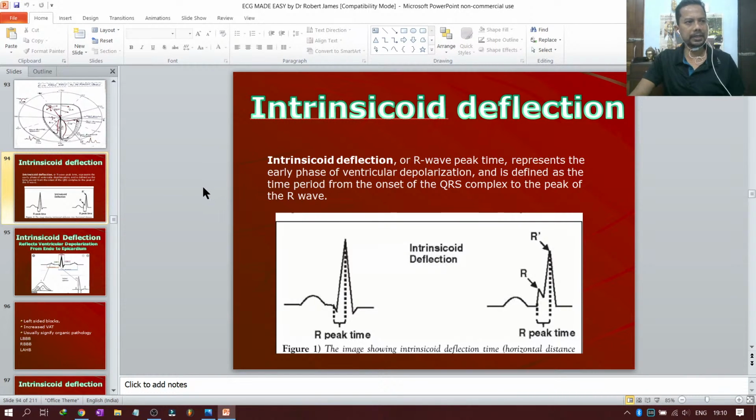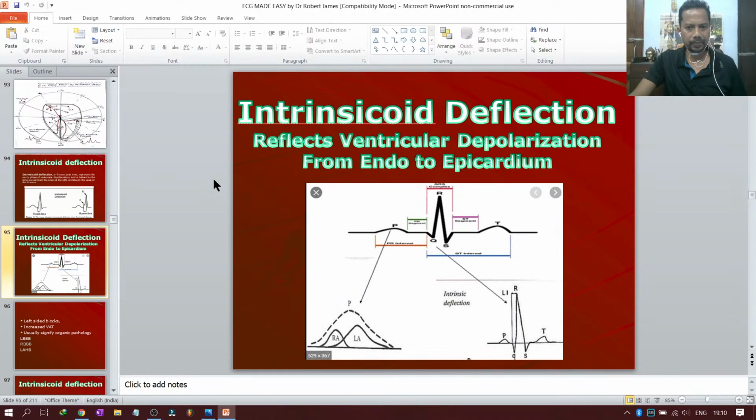This intrinsicoid deflection precedes the formation of left bundle branch block, right bundle branch block, and LAHB. Basically it shows how the current is traveling from the endocardium to the epicardium. So this is the intrinsicoid deflection, starting from here to here. This is normal and this is abnormal.